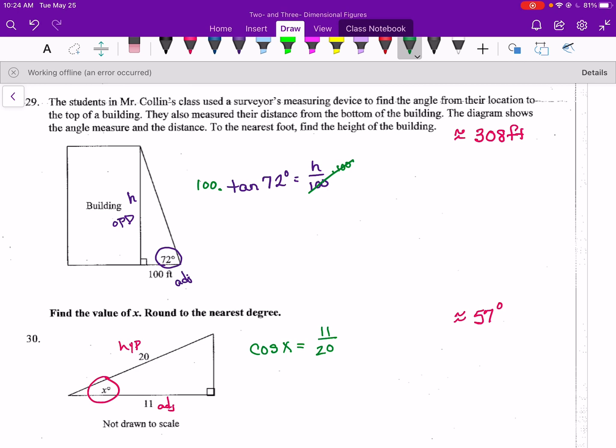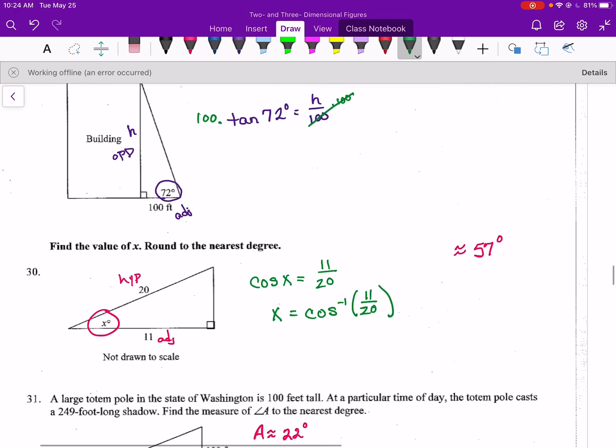We need to solve for x. We can't add, subtract, multiply, or divide to get that x by itself. What we can do is the inverse cosine. So remember way back to when we worked with trig, if you wanted to find the angle, you had to use the inverse cosine button on your calculator. If you type that into your calculator, it will spit out 57 degrees. Do make sure that your calculator is set on degrees and not on radians for the angle measurement.